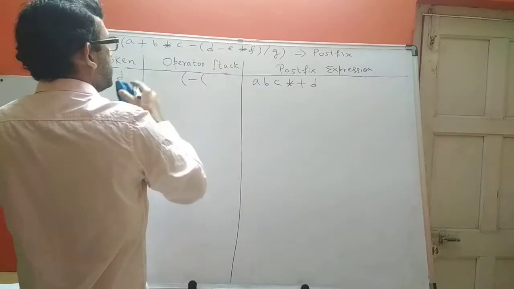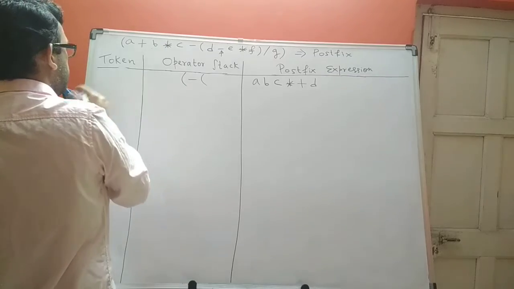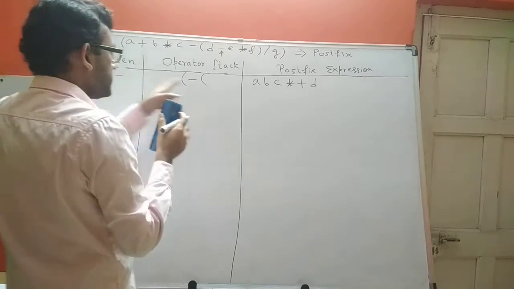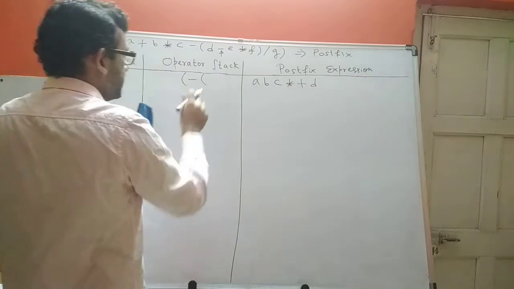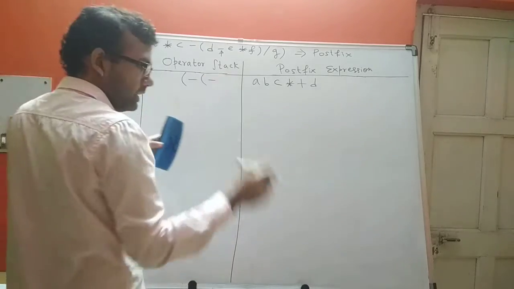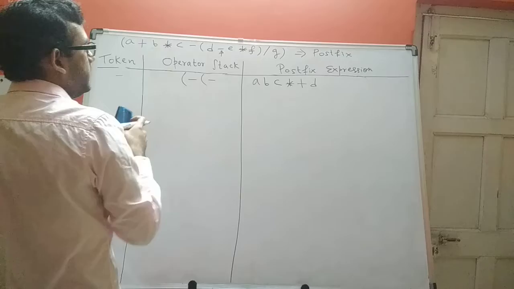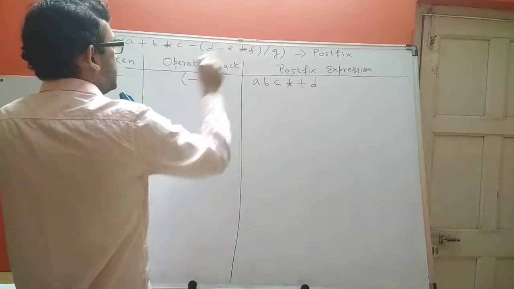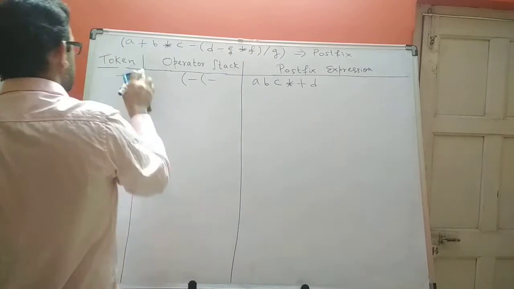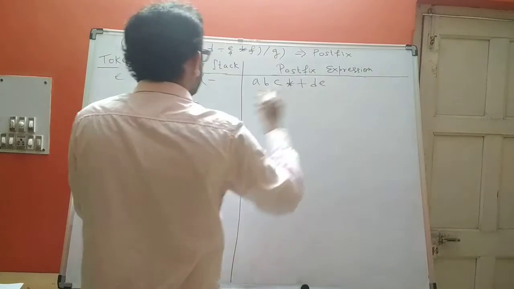My next token is minus. It has greater precedence than opening parentheses because opening parentheses is my top of stack. Whenever opening parentheses is my top of stack, it has the least precedence. So I'll push minus onto my stack. Next token is E, which is an operand, so I will add it to the output.